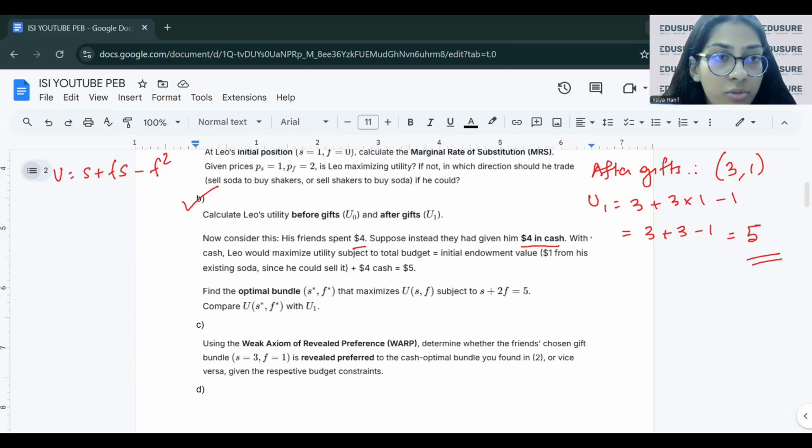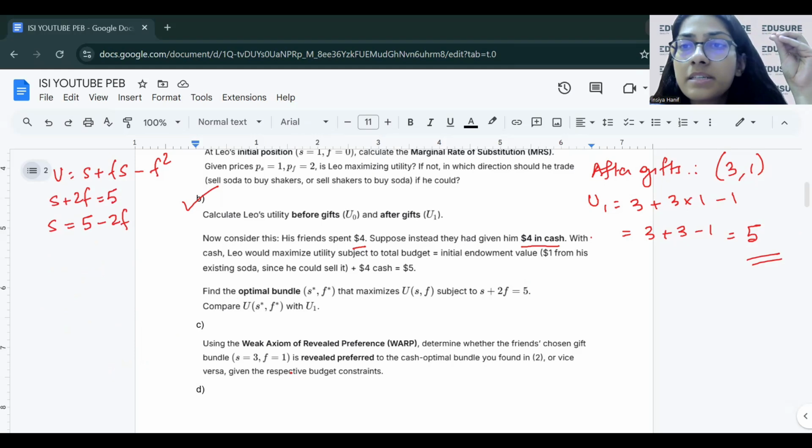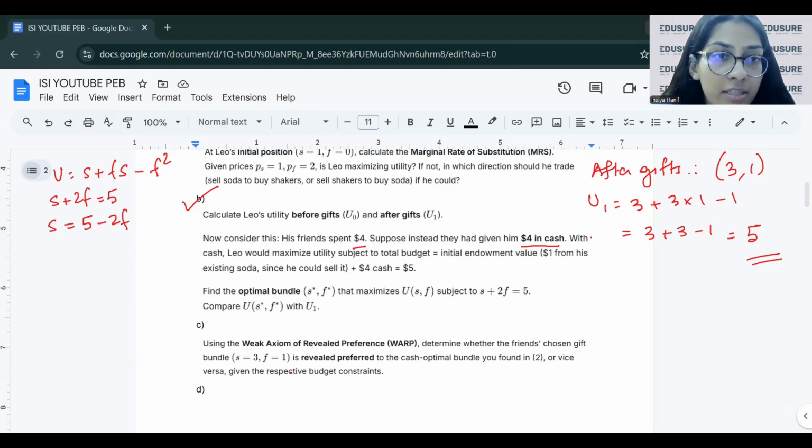So the budget constraint is going to be S plus 2f is equal to 5. We have to maximize this utility, right? So easily I can write S is equal to 5 minus 2f. You can do this in many different ways, but I am doing it the simplest way here, okay? So S is equal to 5 minus 2f. I just changed it a little bit, and this I can substitute in the utility function. So finally what will the utility function be? It will be 5 minus 2f plus f into 5 minus 2f minus f square.